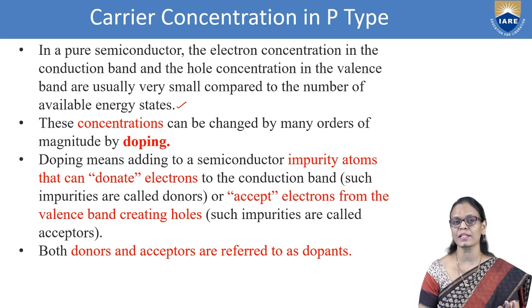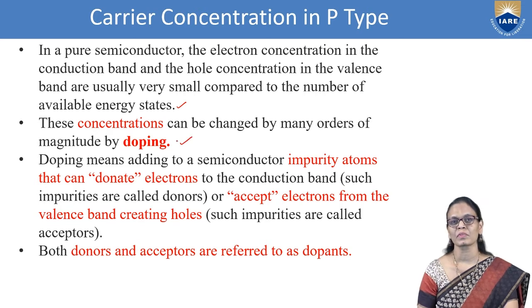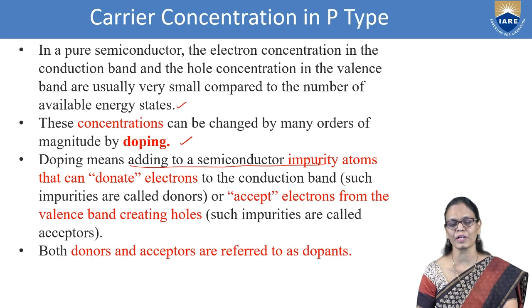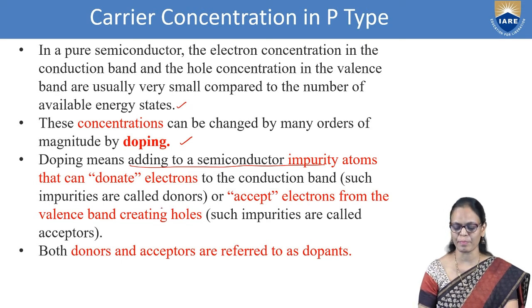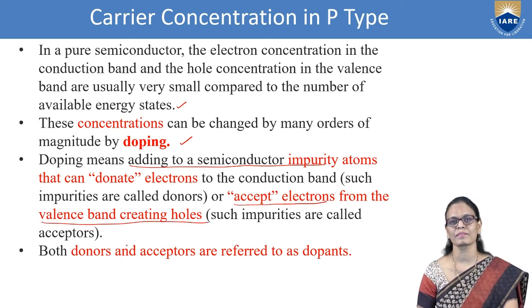But these concentrations can be changed by doping. The concentration of the charge carriers can be changed by doping. Doping here means adding an impurity. So we have already discussed this point. By adding a trivalent impurity, we are getting P type and it is ready to accept the electrons. So it accepts the electrons by creating the holes.